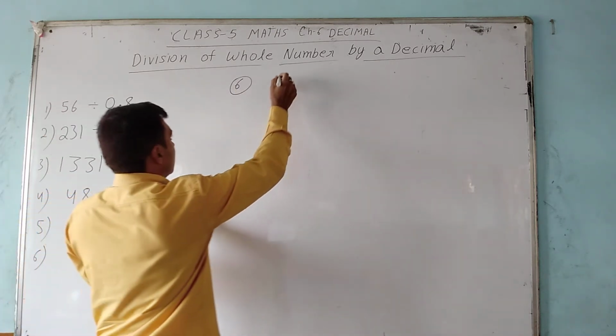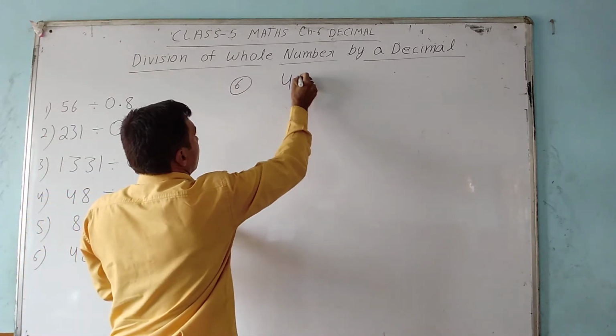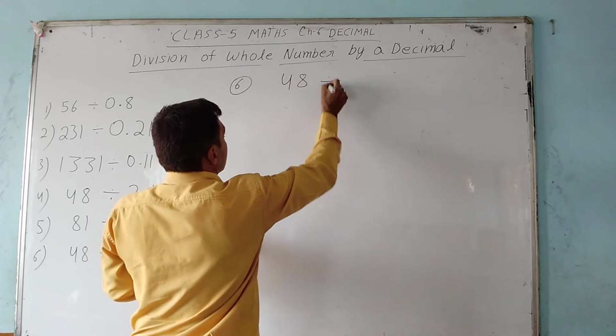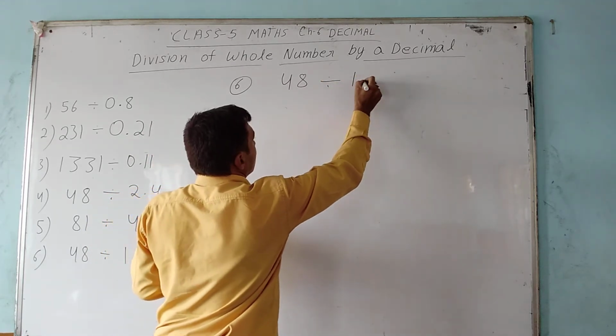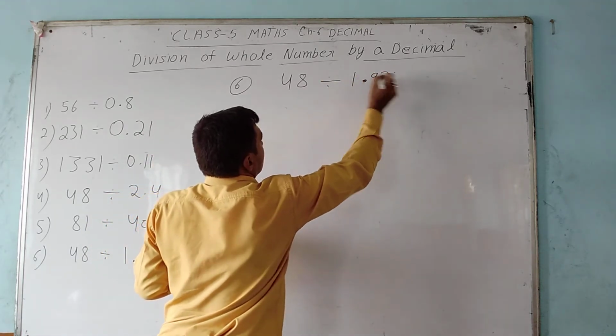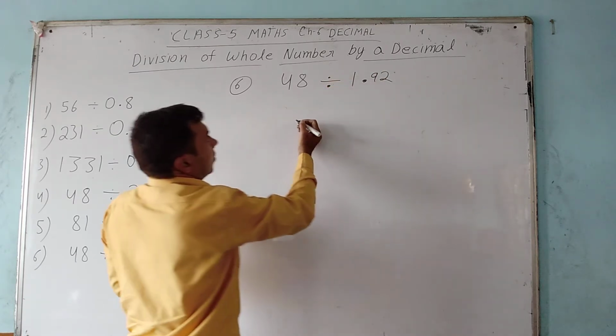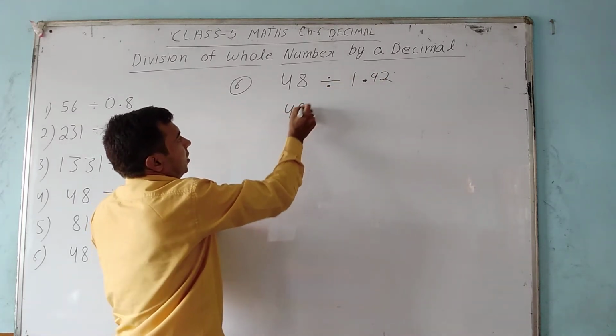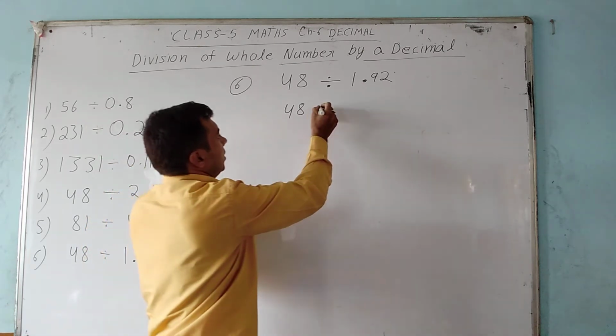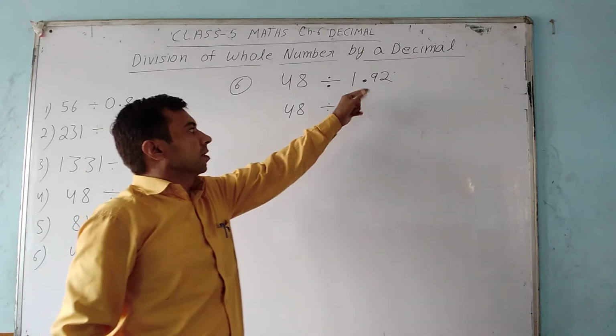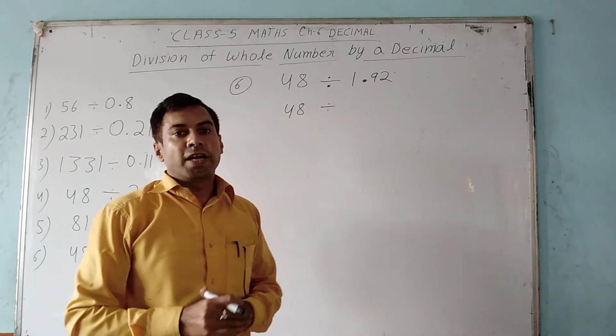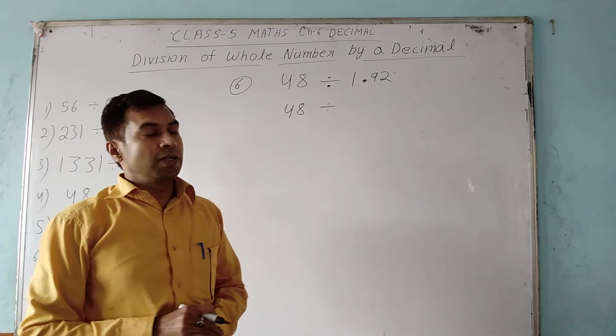Six. 48 divided by 1.92. So what we do, students? 48 divided. We convert the decimal number into fraction. How we convert the decimal number into fraction?